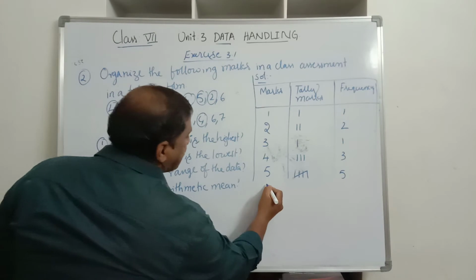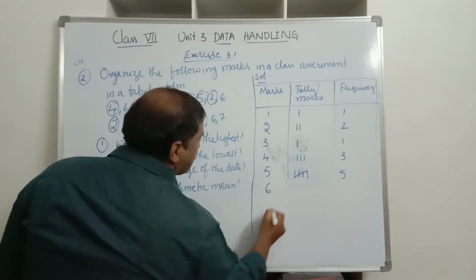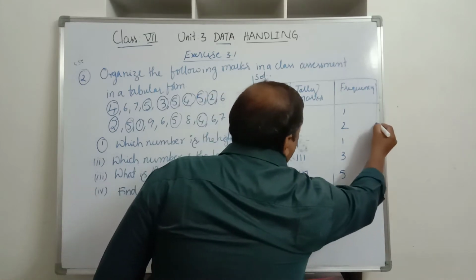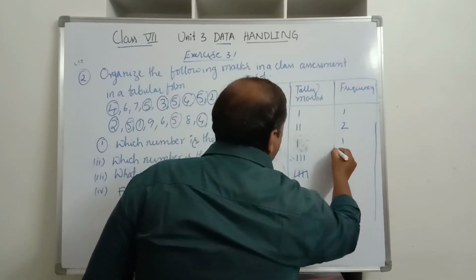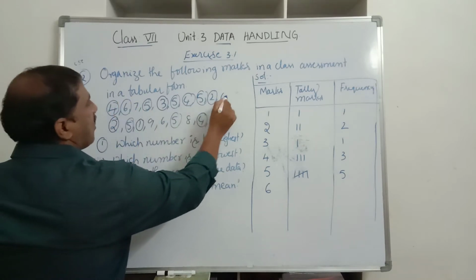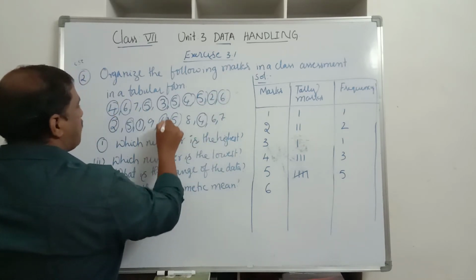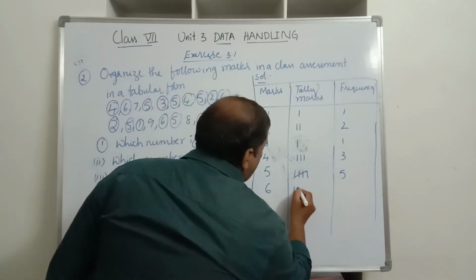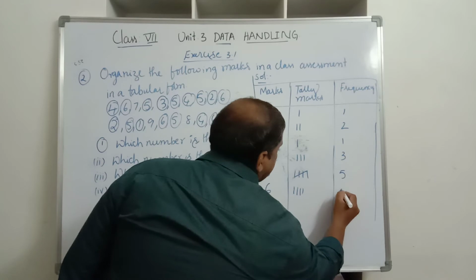Next it is 6 marks. How many children have scored 6 marks? We will count it from the given data. Here we have 1, and here we have 2. Then here we have one more, 3, and here we have one more, 4. So there are 4 children who scored 6 marks.